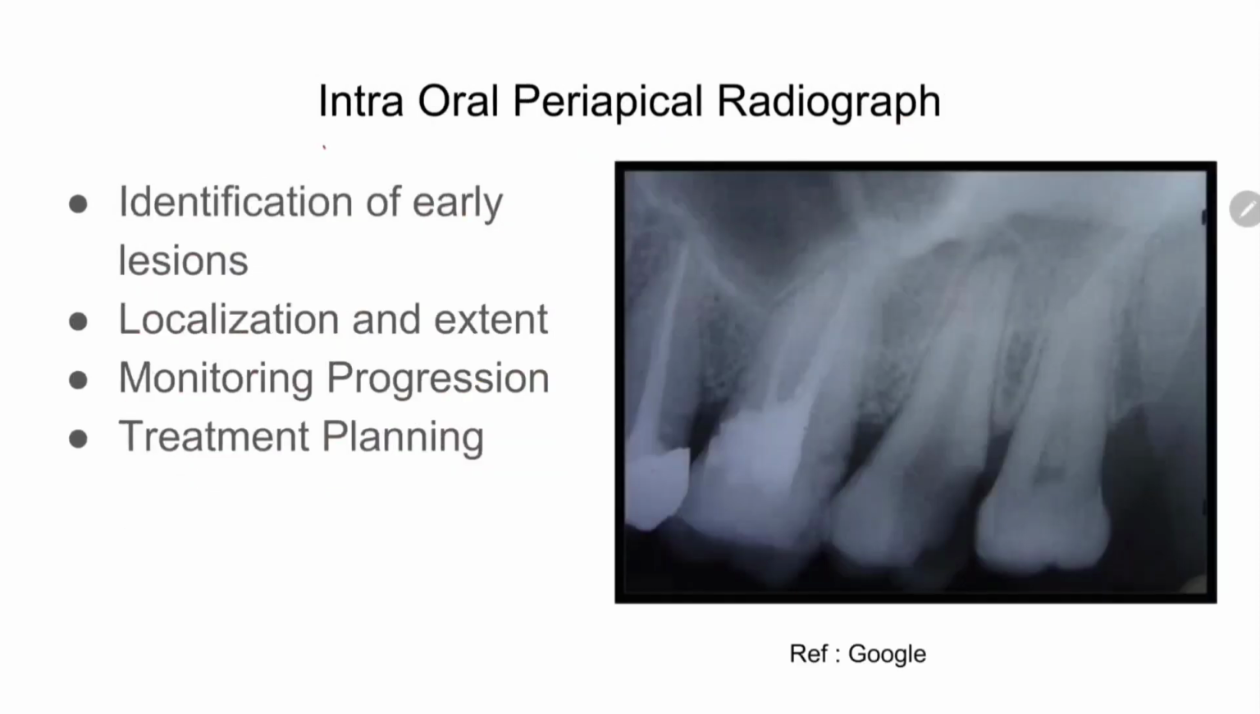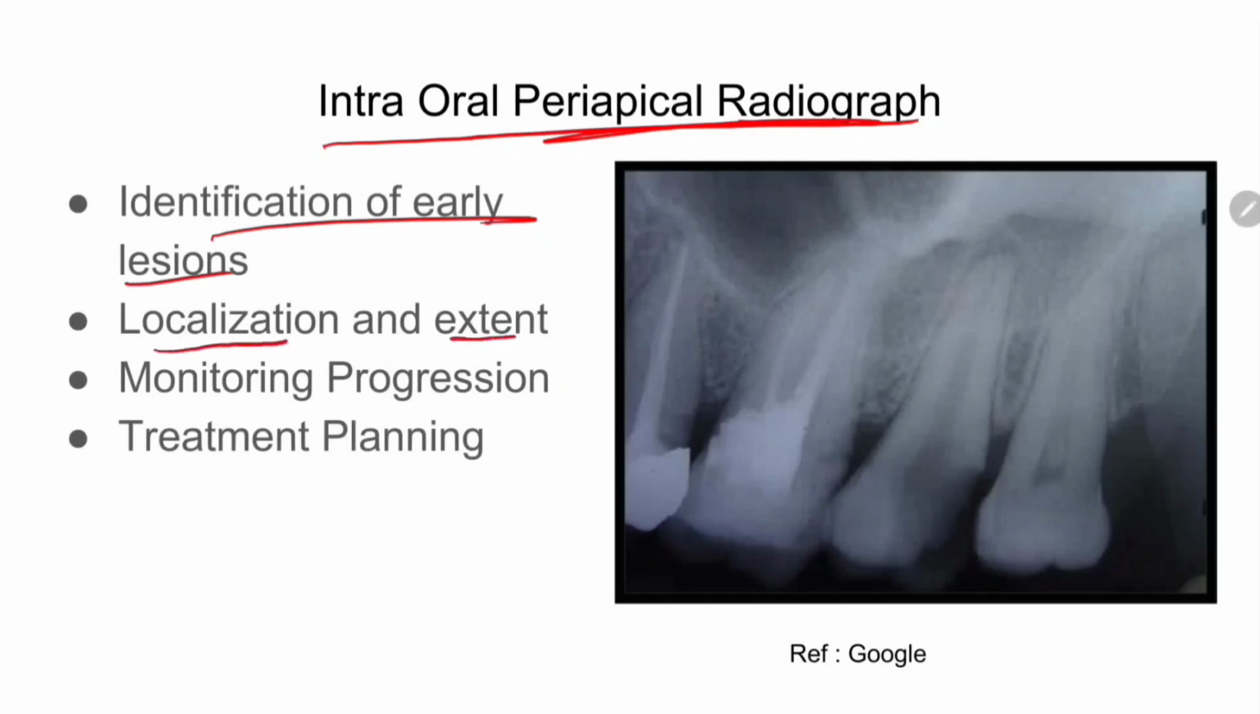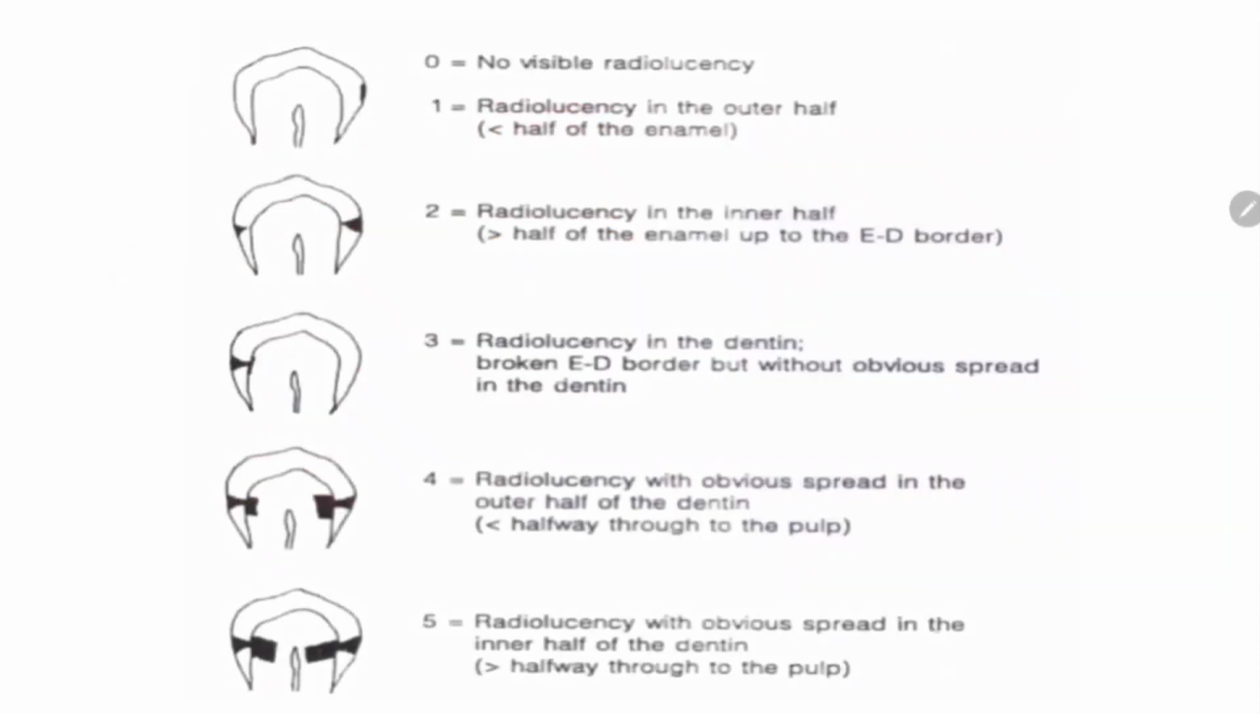Now next is the intraoral periapical radiograph. It helps to identify early lesions and the localization and extent of the lesion. We can monitor the progression of this lesion and choose a proper treatment plan. So in this image you can see a proximal caries which has already reached the pulp. Now this is a line diagram showing the caries extent.